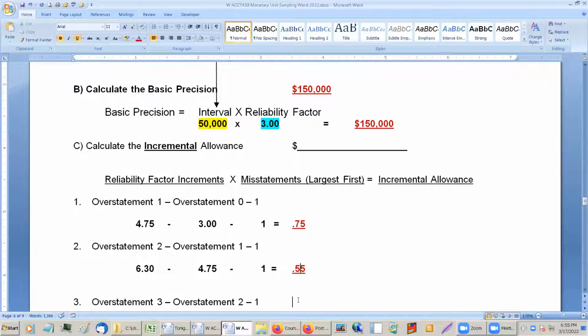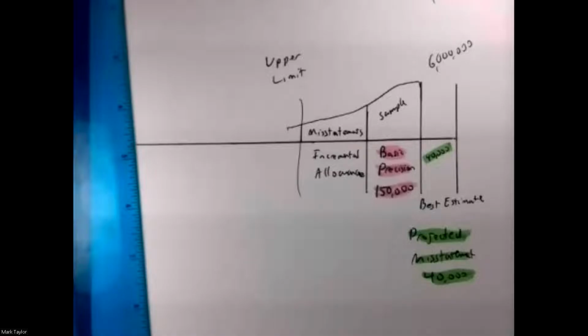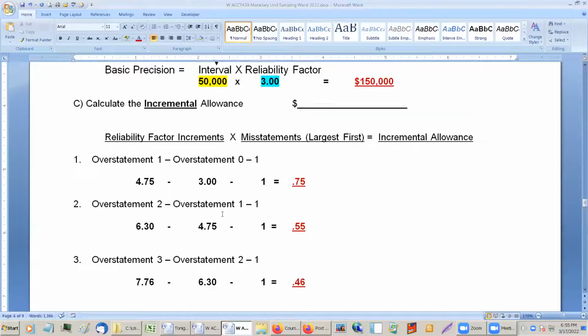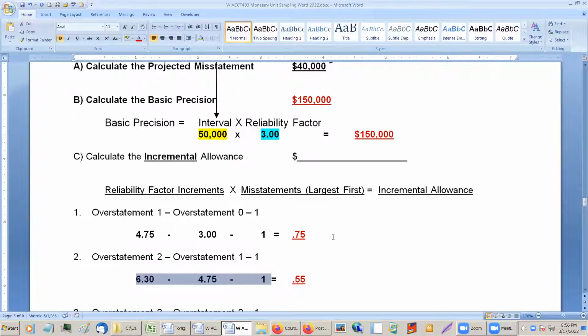Okay, so here's how this works. So we got the increments here, reliability factor increments. Now you may be wondering why they just don't have a table, you know, you could easily make a table that just had the reliability factors and then incremental allowances. You could easily have a table that would have those. Why they don't do that, I'm not sure, but you could certainly do this calculation. Let's put it into a table.